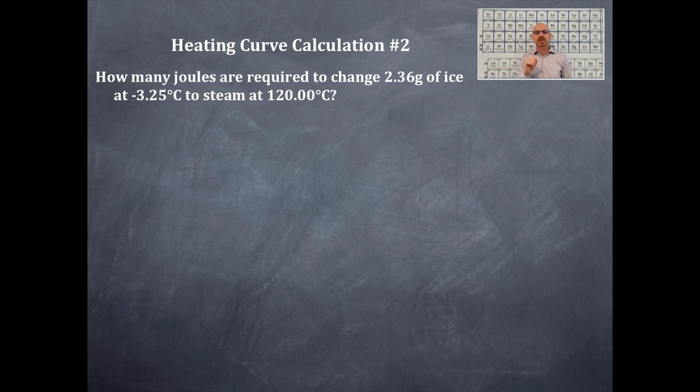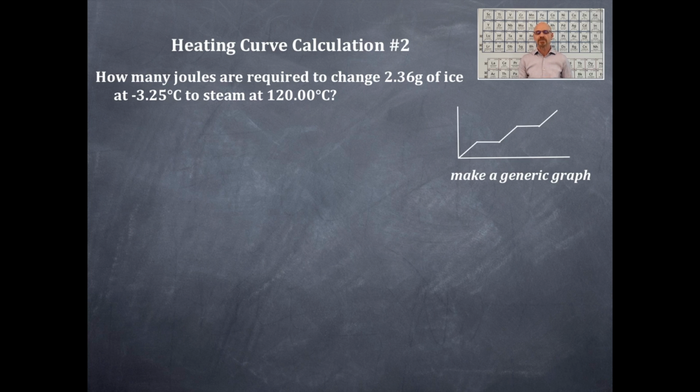Today we're going to be doing a heating curve calculation number 2. So here's the question. It says, how many joules are required to change 2.36 grams of ice at negative 3.25 degrees Celsius to steam at 120.00 degrees Celsius. So what we're first going to do here is draw ourselves a graph.